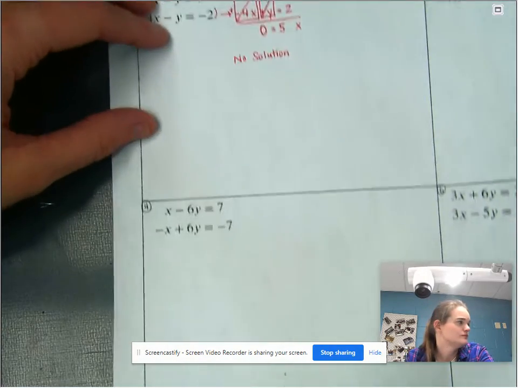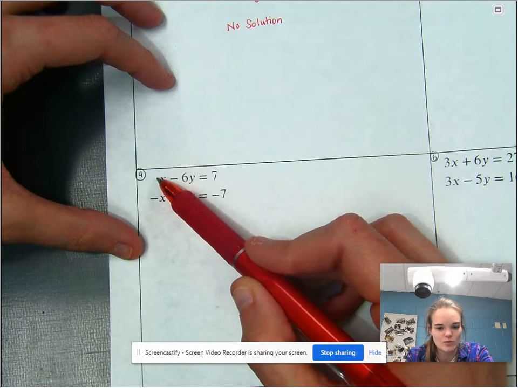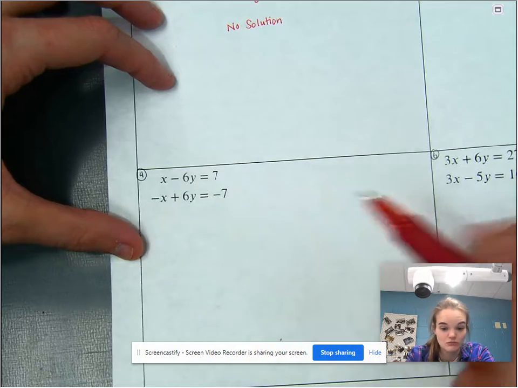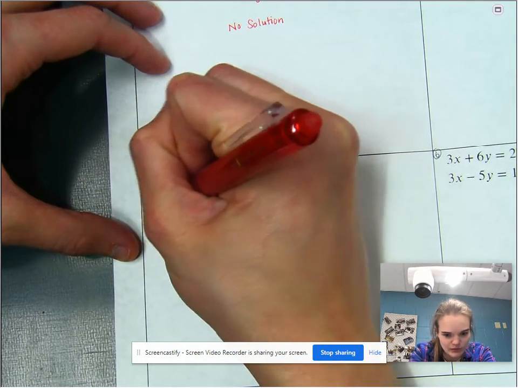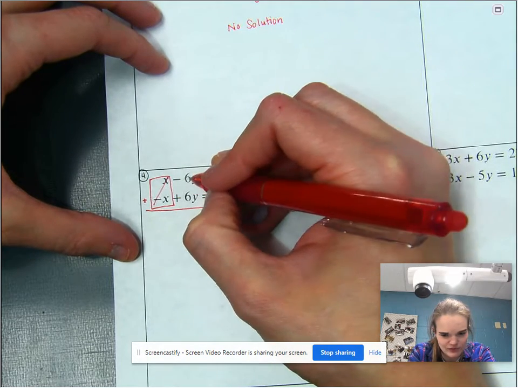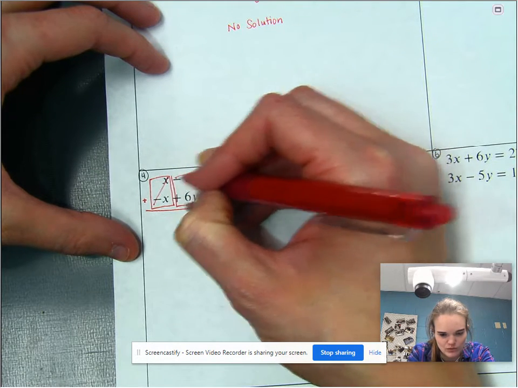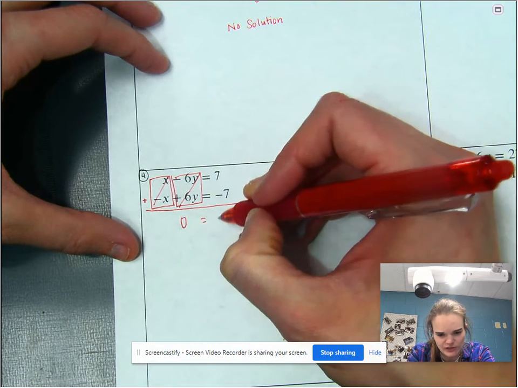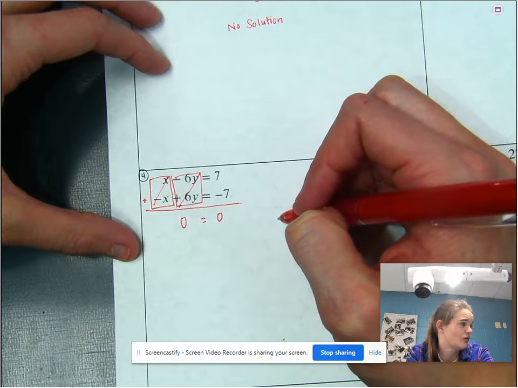Number 4. Let's see what we got. Do we have a 1 and a 1? Yes. Do we have one positive, one negative? Yes. So we don't have to do anything. We just have to add. These look like the ones that will cancel out. Okay, then let's look at this one. Negative 6y plus 6y. Ooh, those are going to cancel out too. We don't have anything left. 7 minus 7 is 0.